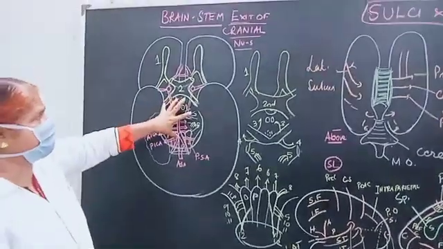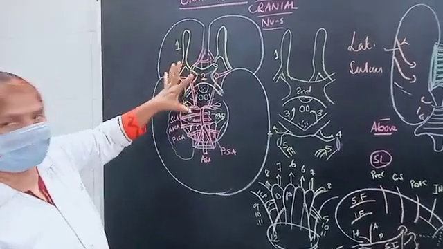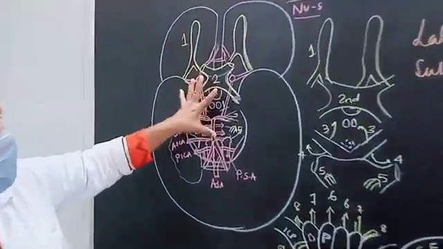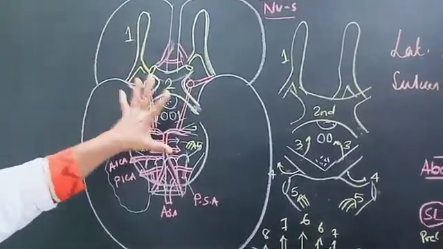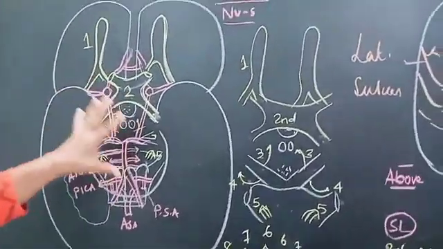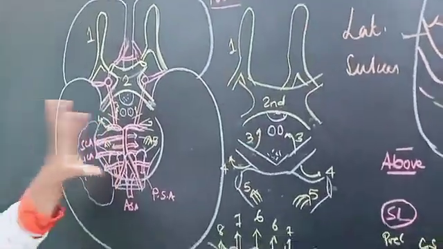So this is a relation of the blood supply of the whole brain and the spinal cord in relation to the inferior surface of the brain. Along with that, this is also the attachment of the cranial nerves, how they come out of the brainstem. This is your picture. So this is your inferior surface of the whole brain.